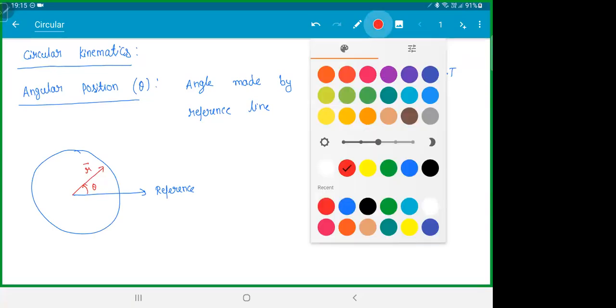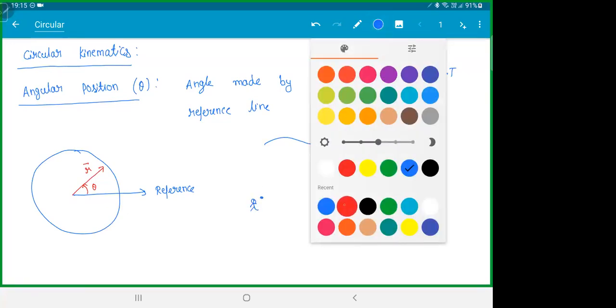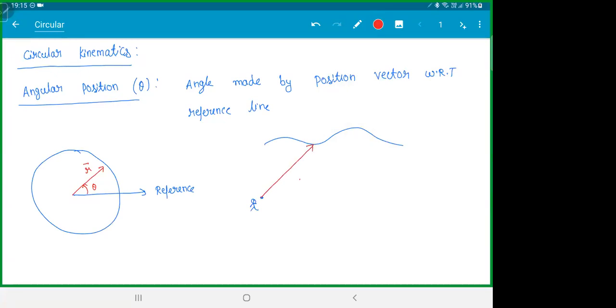Every time it need not be a circle. You could have even taken some random path. So this is your observer, this is your position vector, and this you can take as a reference line. You can choose any point as reference. This angle theta would be your angular position, the angle with respect to the reference line.